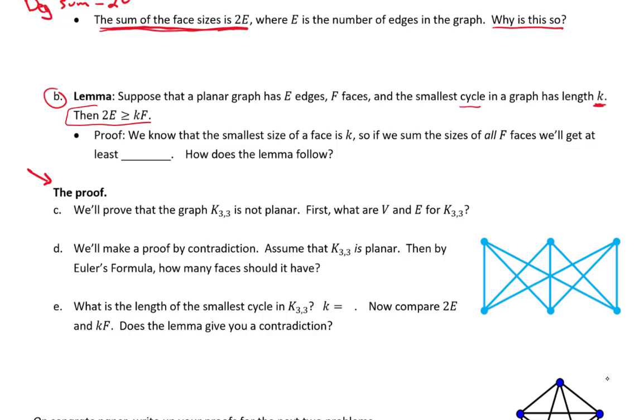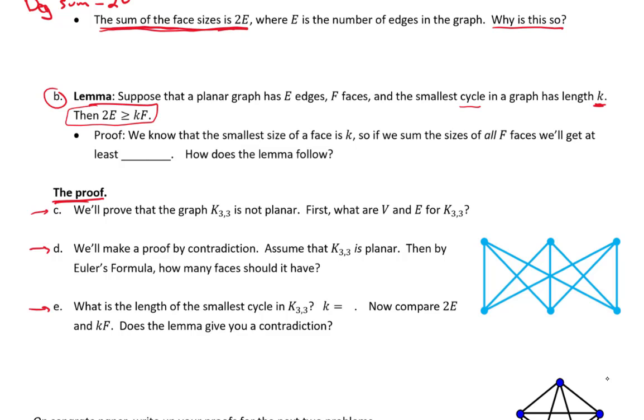Then the claim is that 2e is greater than or equal to k times f. So take a look at the proof, fill in the blank here, and then give me a sentence or two at the end of that. And again, you can see by the amount of space I allowed, it won't require that much. But then this brings us to the actual proof. So walk through steps C, D, and E. See if you can answer those questions, thinking about this relationship between faces and cycles, and before you know it, you'll come up with a proof that K33 is not planar.